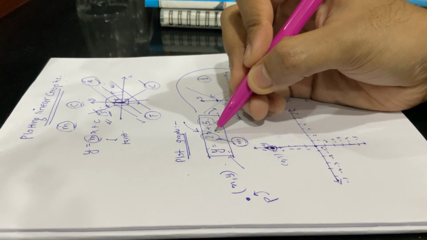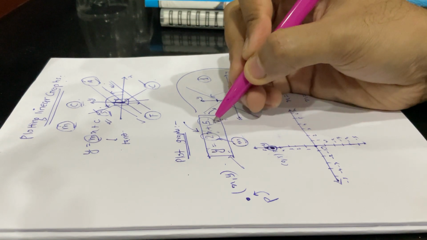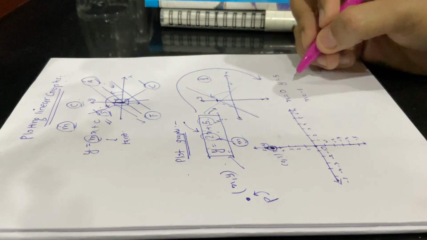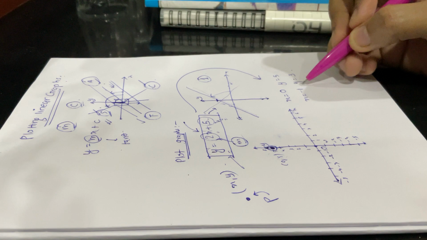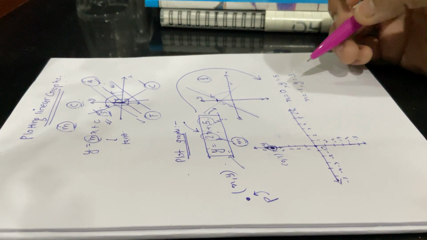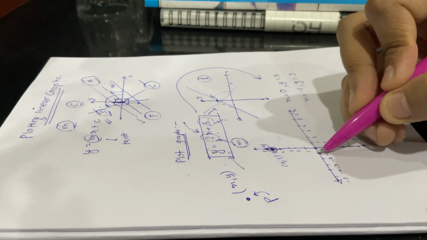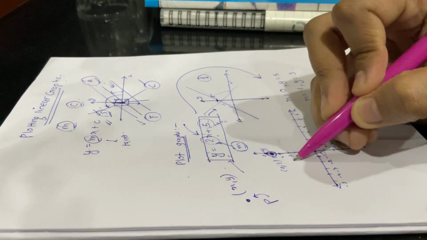2 times -1 will give you -2. -2 plus 5 will give you +3. So y will be equal to 3. So can you see that we have got one more pair of points, which is giving you (-1, 3)? So let's see, -1 is over here, comma 3. So it is passing through this point.